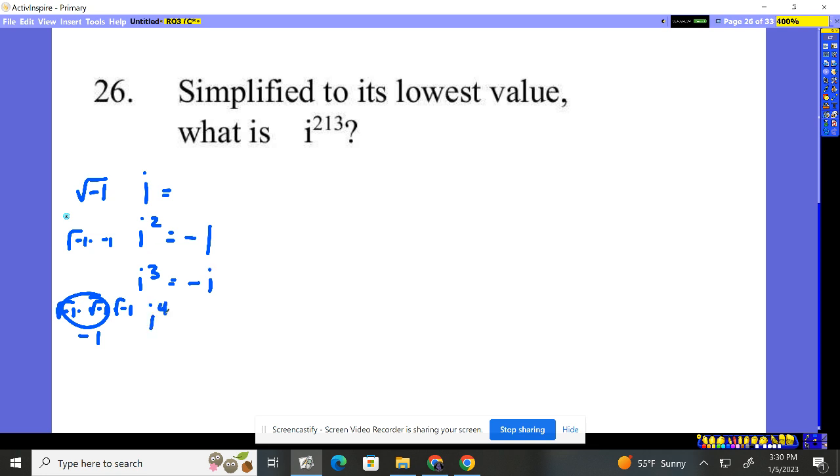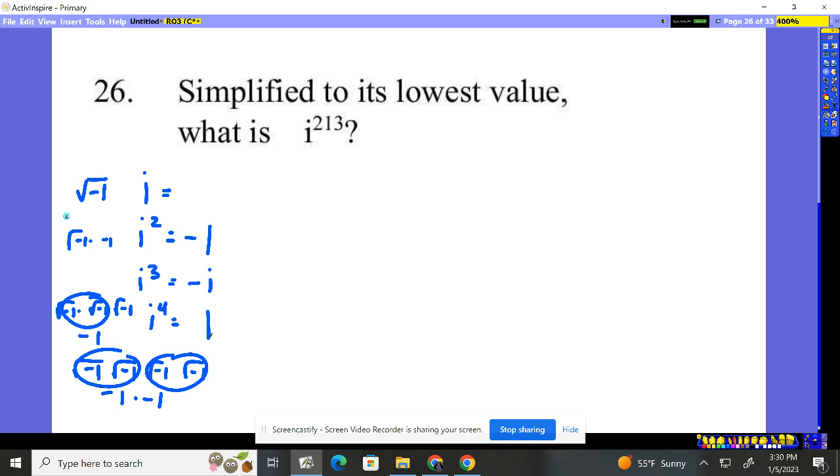And then if you have i to the fourth, and this is the key, you end up with the square root of -1 times the square root of -1, because I have four of them, right? You have four of them. Well, that's -1. Those multiplied is -1. And now what is -1 times -1? +1. So if you have an i to the fourth, they all cancel out to be the number 1.